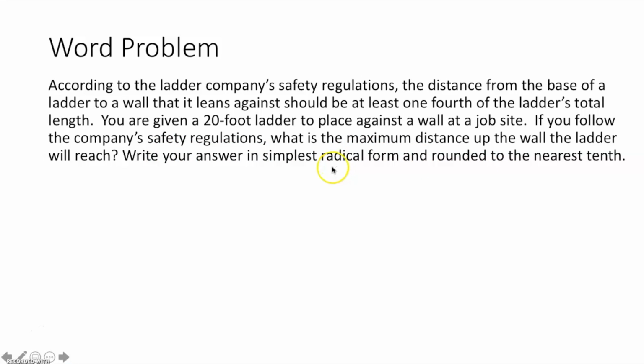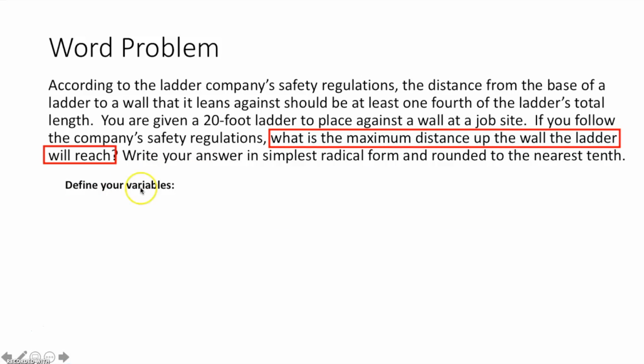Whew, that's a lot. Okay, step 1 in the word problem. We're not scared. We can do this. Step 2, we need to define our variables. So what are our variables? What are we trying to find? Well, it says, what is the maximum distance up the wall the ladder will reach? So we're trying to find the distance up the wall the ladder will reach.